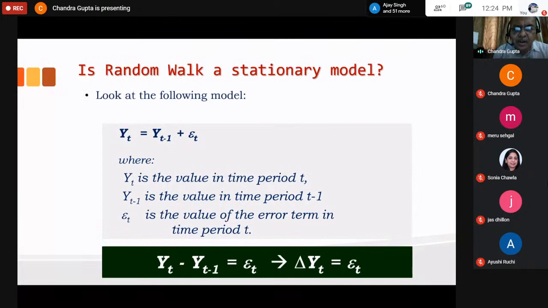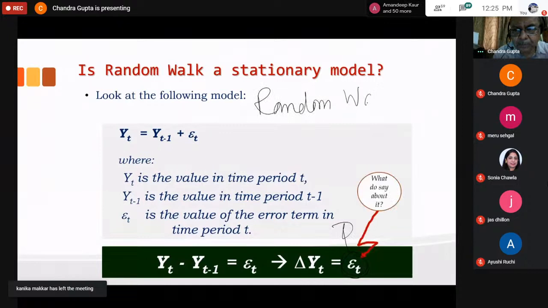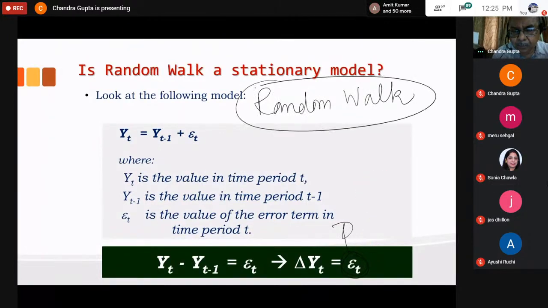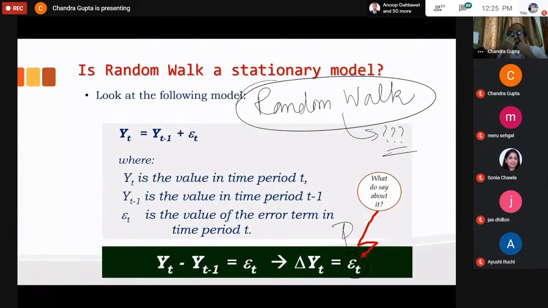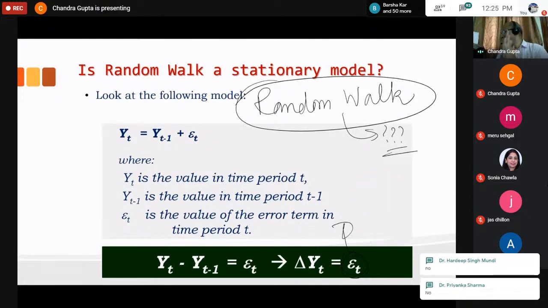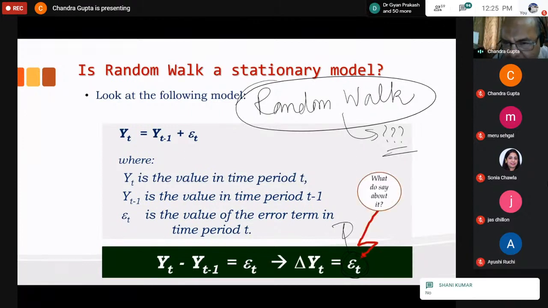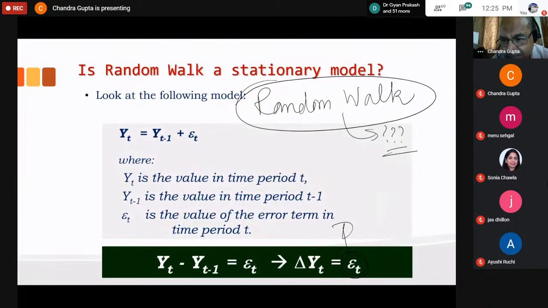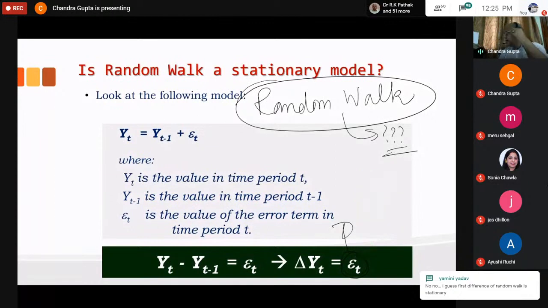So is random walk a stationary model? That's again an interesting question. Is random walk a stationary process? Yamni Yadav is saying yes, it's a stationary process. Anybody else? Sujit is saying no. Hardeep is saying no. Majority is no, but I do not know why. Yamni, what makes you say yes? And what about Sujit, Hardeep, and Shani?